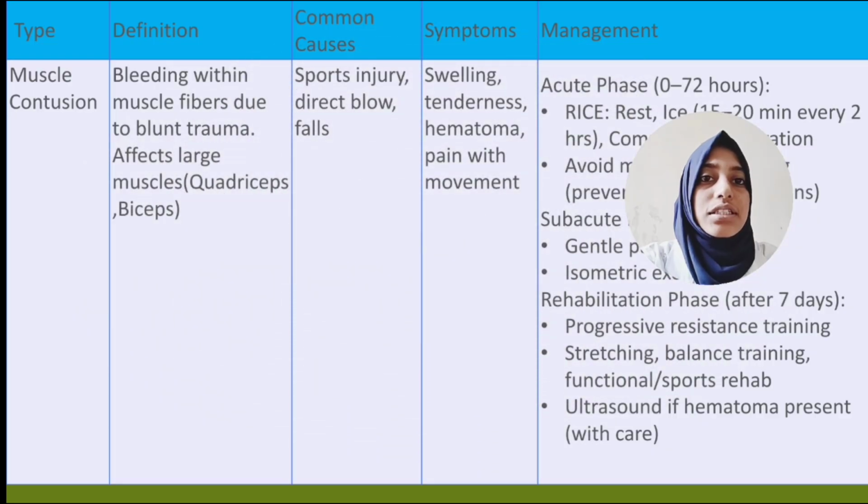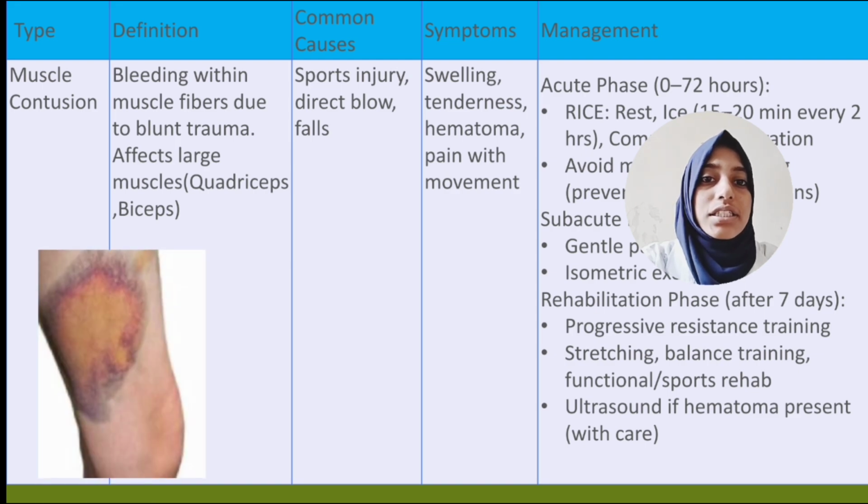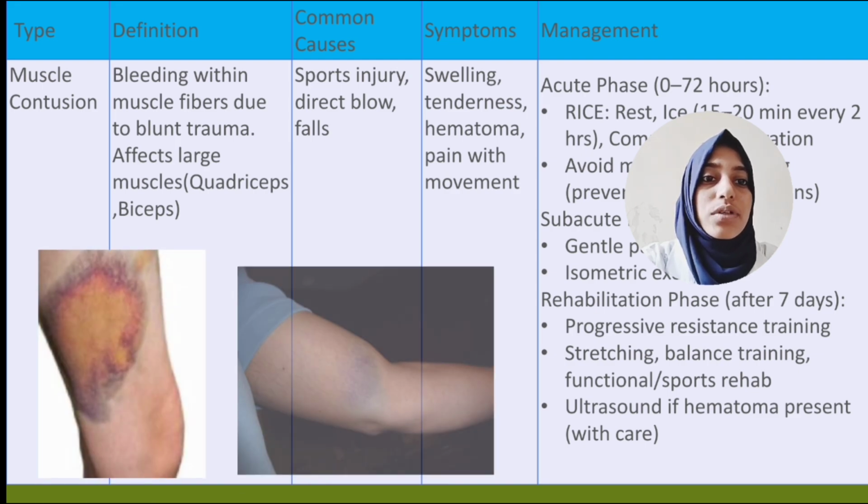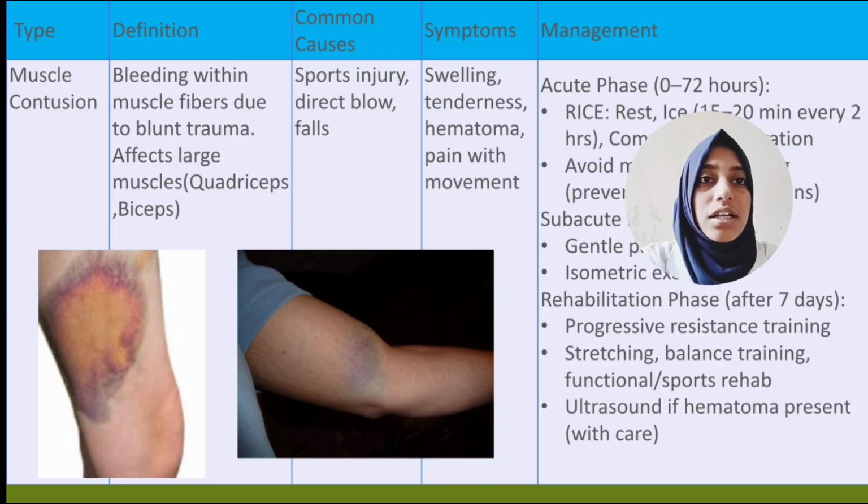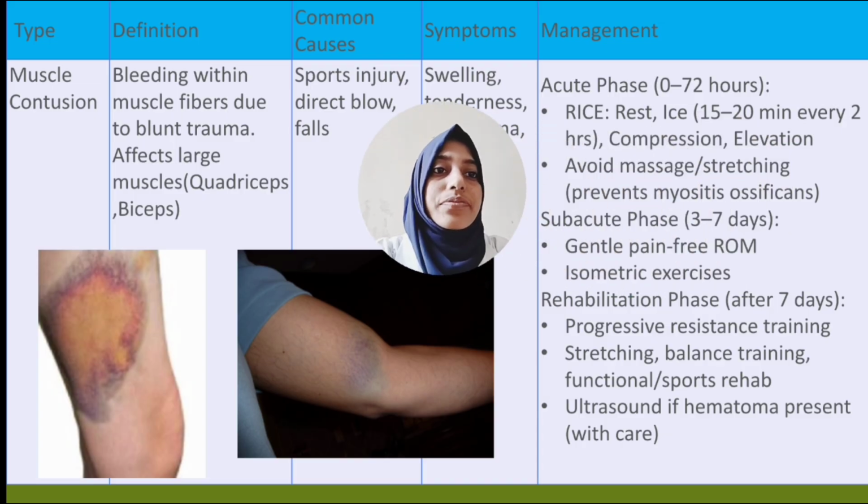Muscle contusion. Bleeding within the muscle fibers due to blunt trauma that affects large muscles like the quadriceps and biceps. This is a quadriceps muscle contusion and this one is a biceps muscle contusion. The common causes are sports injury, direct blow or falls. Symptoms are swelling, tenderness, hematoma, pain with movement.